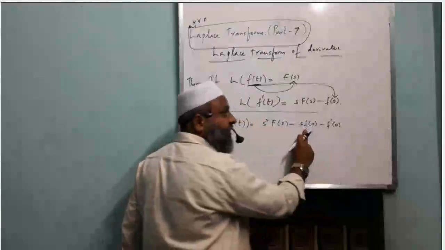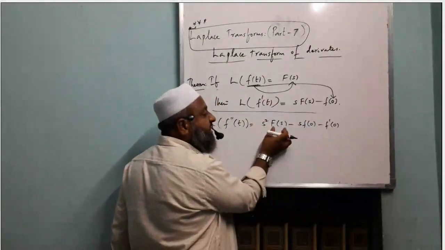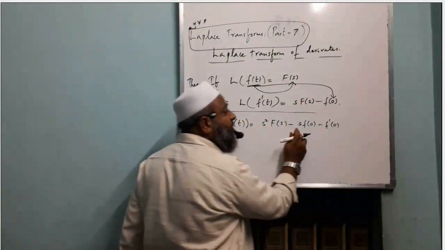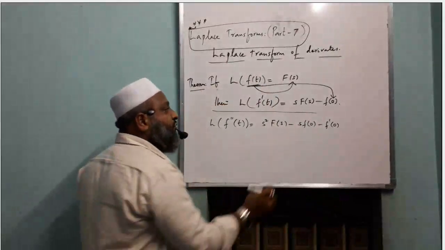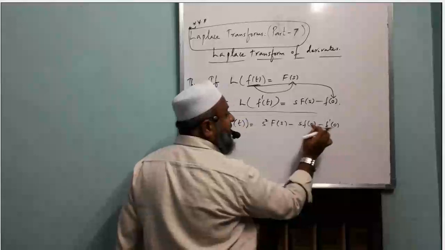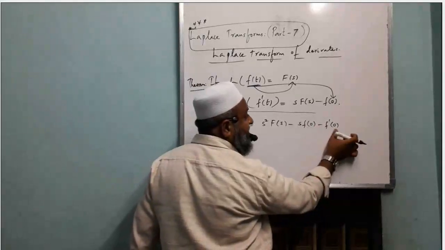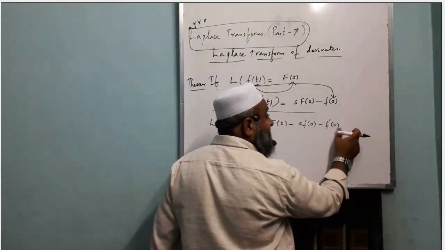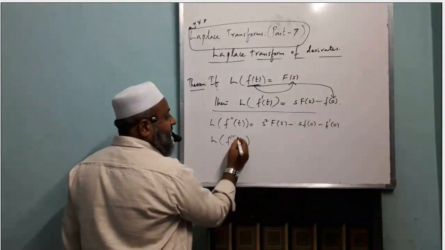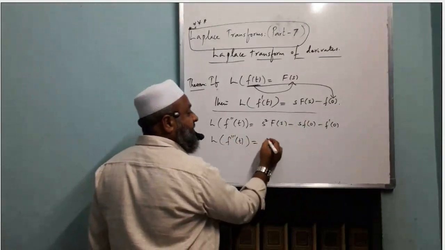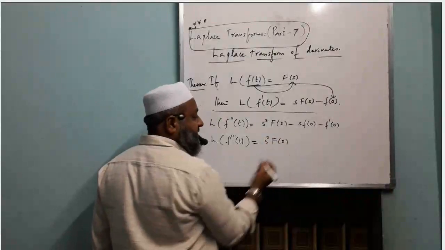The first term is only with the transform, and all the remaining terms will be with the basic function f of t. So at 0 only we will calculate the value of the function, the value of the first derivative at 0, the value of the second derivative at 0. If I write one more, you will get the clarity. f triple dash of t is equal to s cube into F of s.